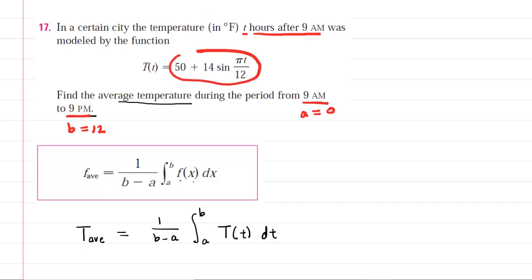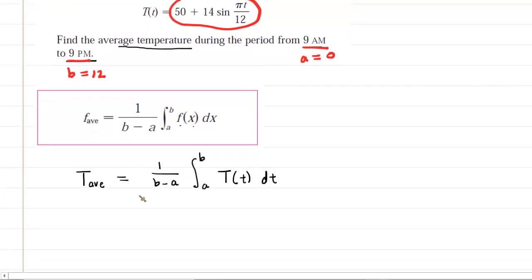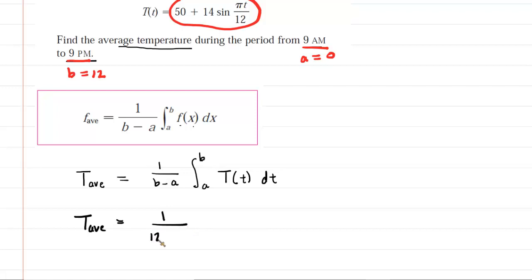So we're going to come down here, and we're going to begin to plug in. So we can say that the average temperature is equal to 1 over our upper limit, which was 12, minus the lower limit, 0, multiplied by the integral from those same limits, and then our temperature function. So that's just the 50 plus 14 sine of, now they write pi t over 12. I prefer to write that as pi over 12 t. And then we're integrating with respect to t.